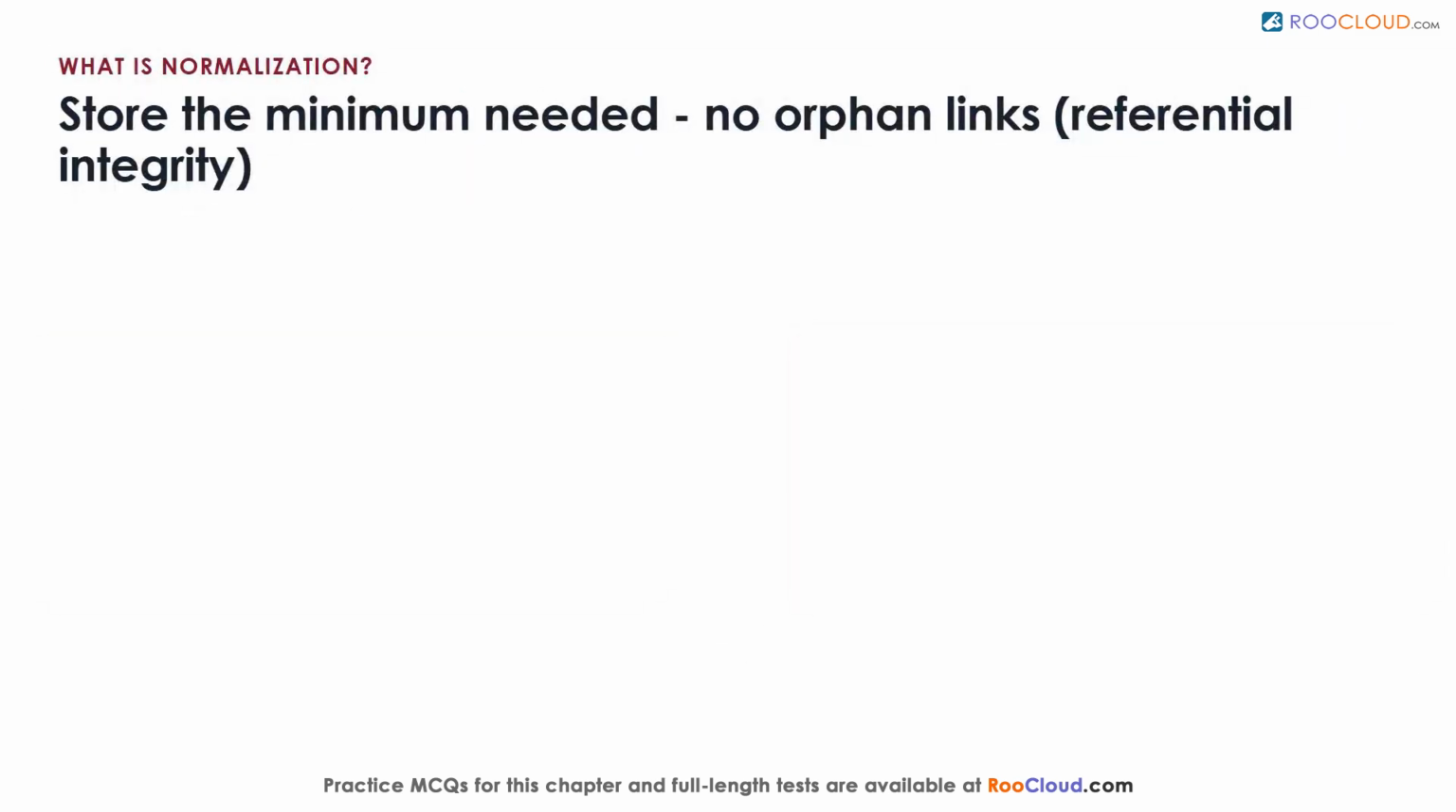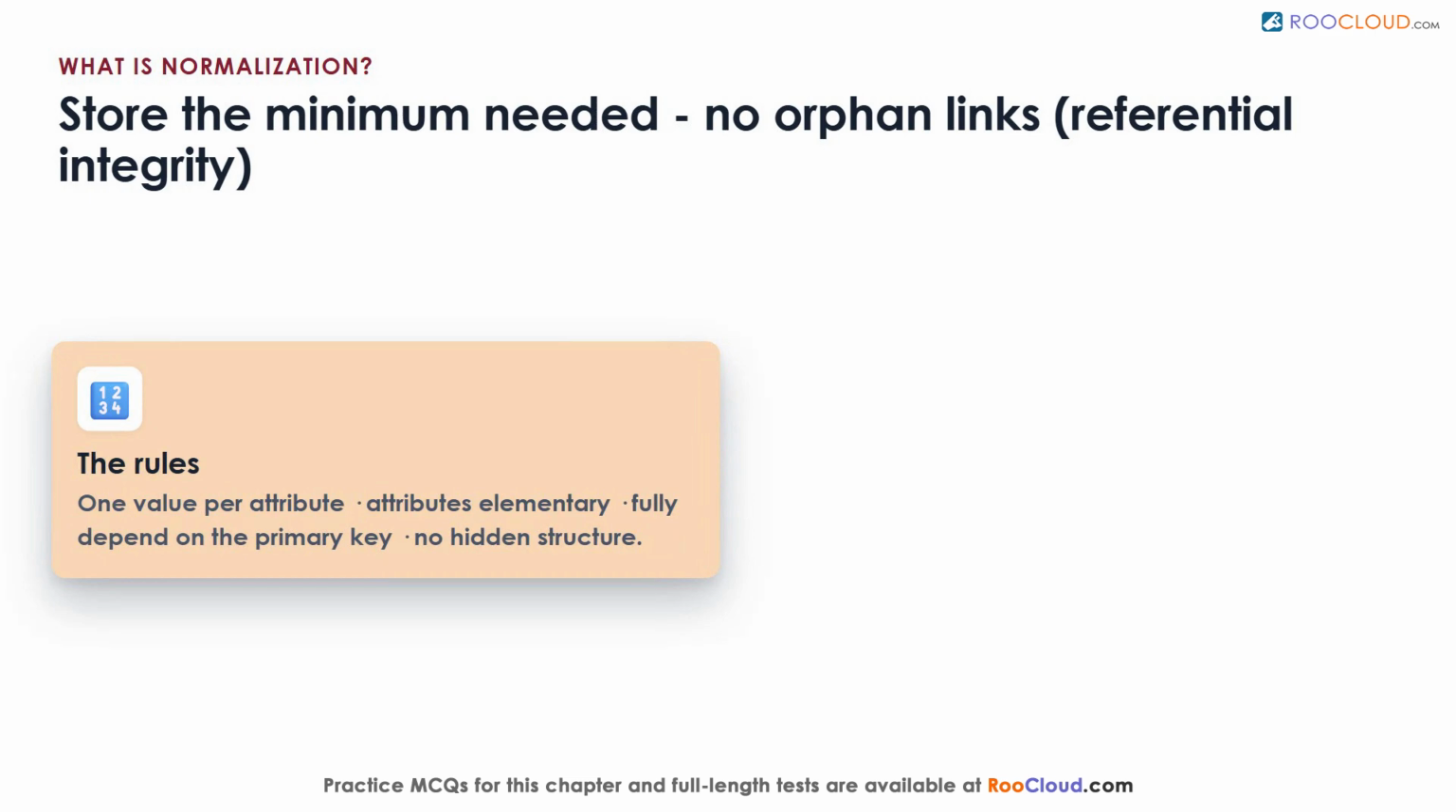How does the relational model keep data clean? Through normalization rules. The goal is to store the minimum needed to answer queries. Each attribute holds just one value for a given record. Attributes are elementary, with no hidden internal structure. Every record has a primary key that identifies it. The other attributes depend fully on that key.